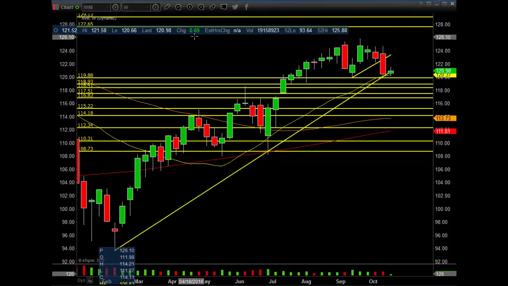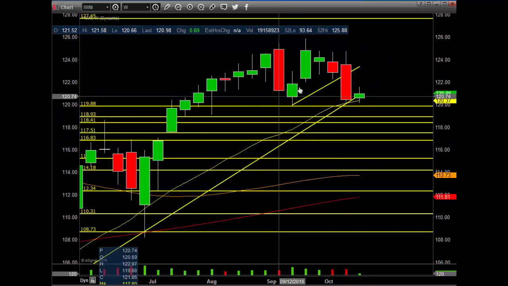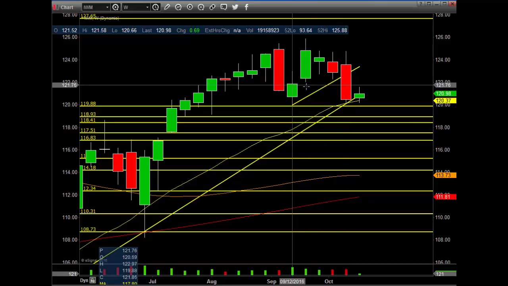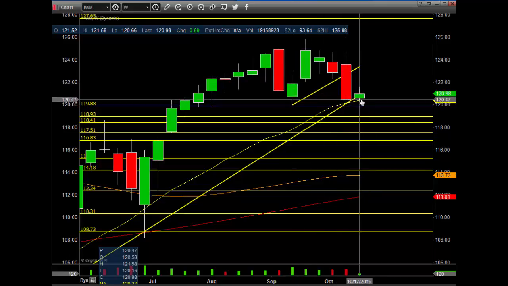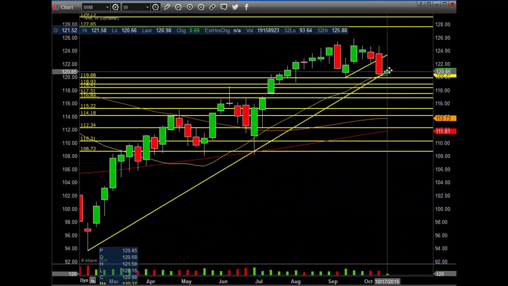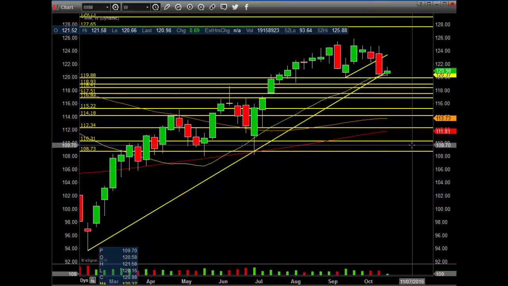IWM, same thing. We are 69 cents up, or 0.57 percent up on the day. Again, inside bar, never closed it above, came right in. We closed below this low, so that's telling me we have an engulfing candle. We filled the gap. Now we're just hovering over the 50 MA on the IWM. Let's see if we continue sideways in a bearish manner, setting up to go lower.